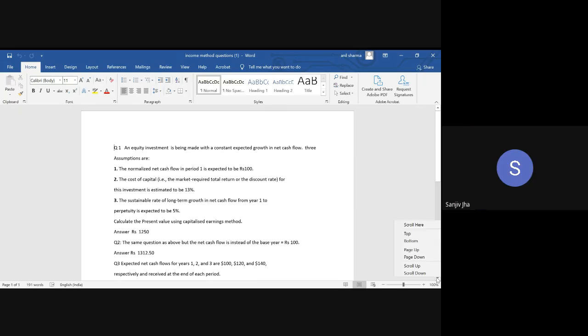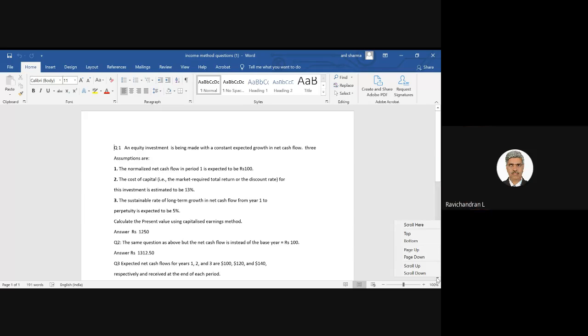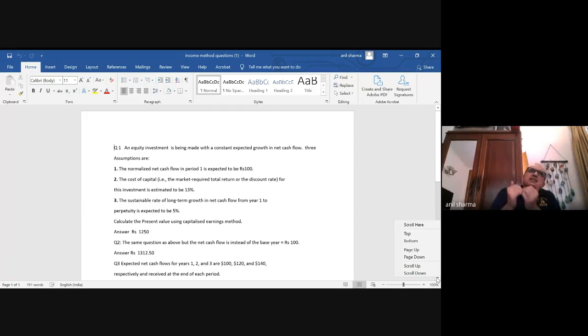Right, sir? Is this also okay? You are just changing the period for which you're assuming the net cash flow. On the year period 1, you are changing it to year 0. So then you take the rate of growth also for period 1 and apply the same formula. So the numerator becomes 100 into 1 plus G.